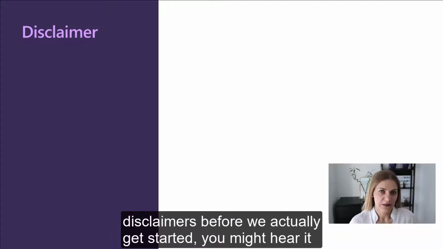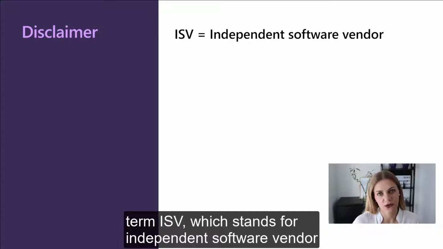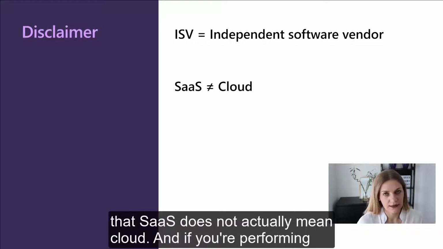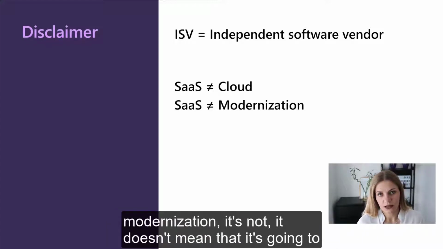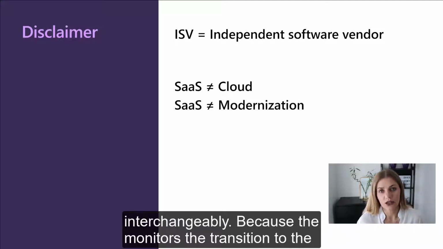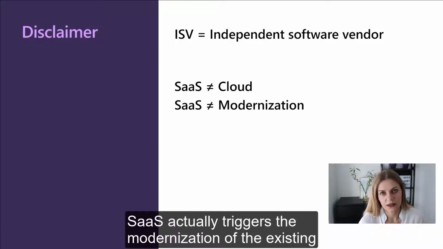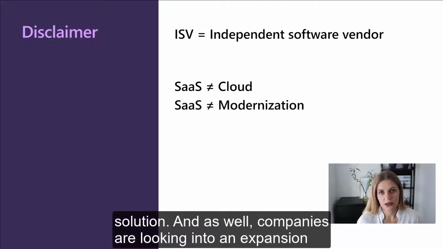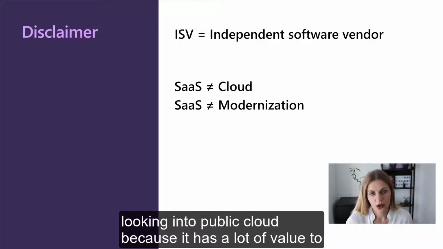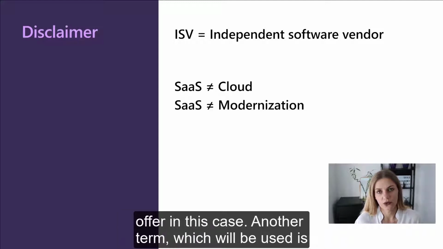First of all, a couple of disclaimers before we actually get started. You might hear the term ISV, which stands for Independent Software Vendor, Software Provider. Secondly, it's important to understand that SaaS does not actually mean cloud, and if you're performing modernization, it doesn't mean that it's going to be SaaS. But we do see these events happening interchangeably, because the transition to SaaS actually triggers the modernization of the existing solution, and as well, companies are looking into the expansion into new markets, and this is where they actually start looking into public cloud, because it has a lot of value to offer in this case.